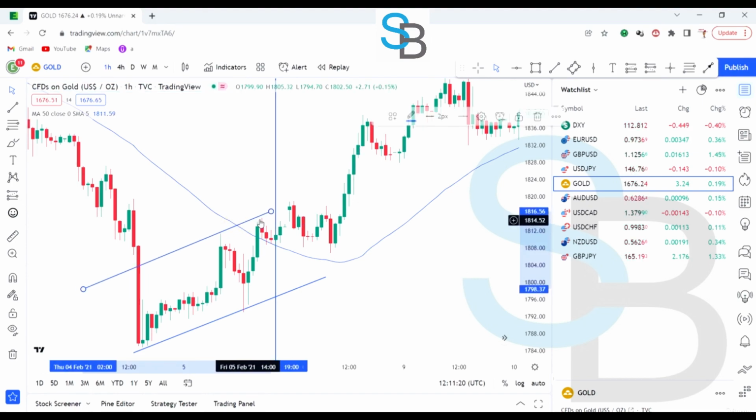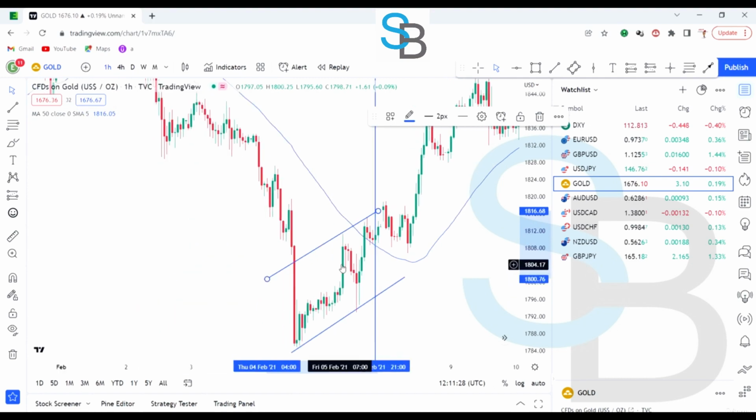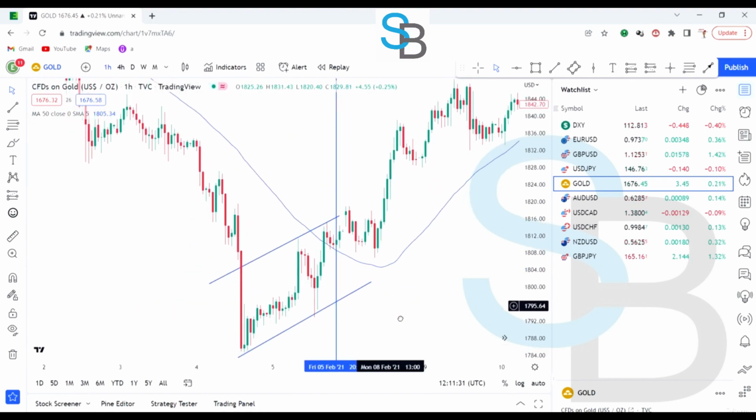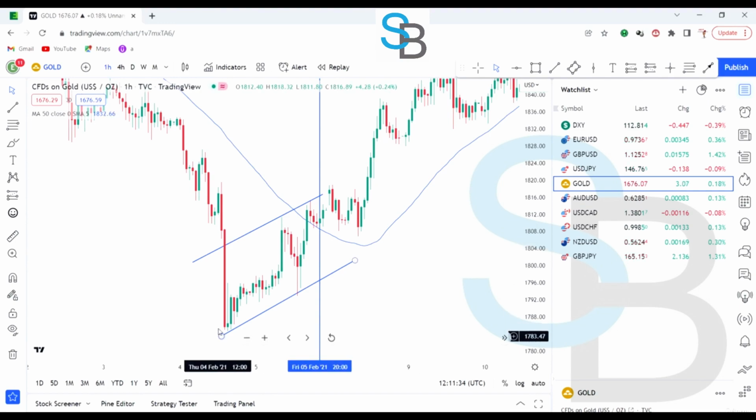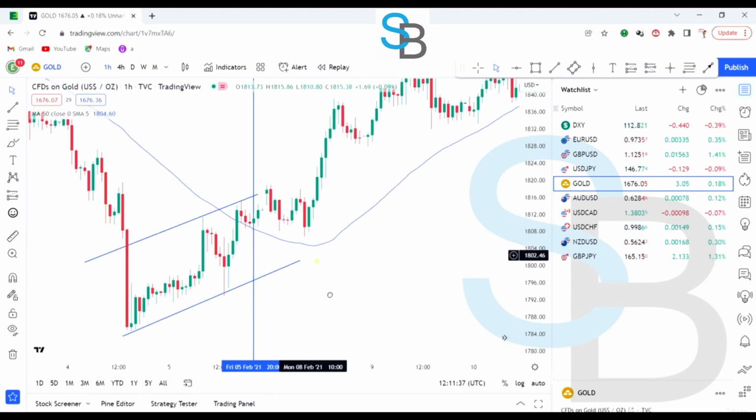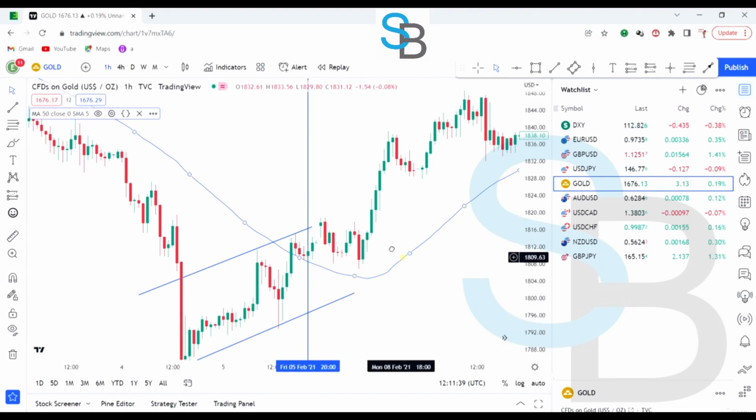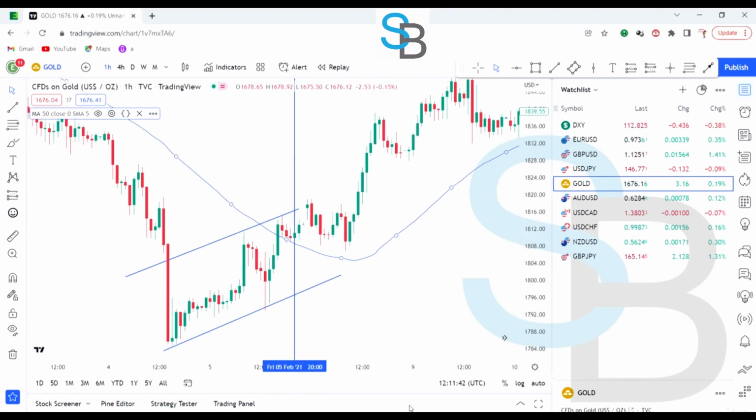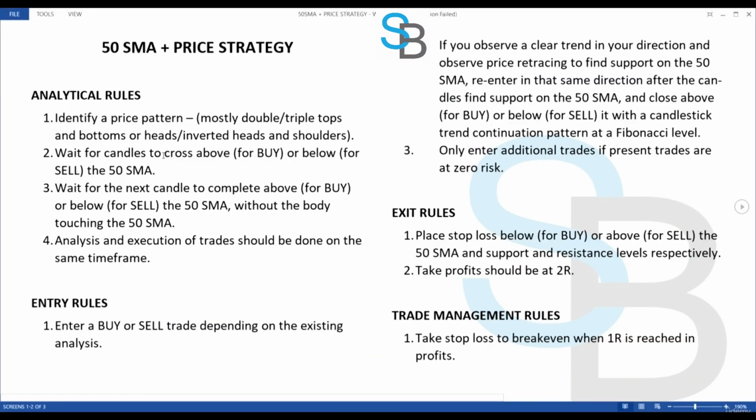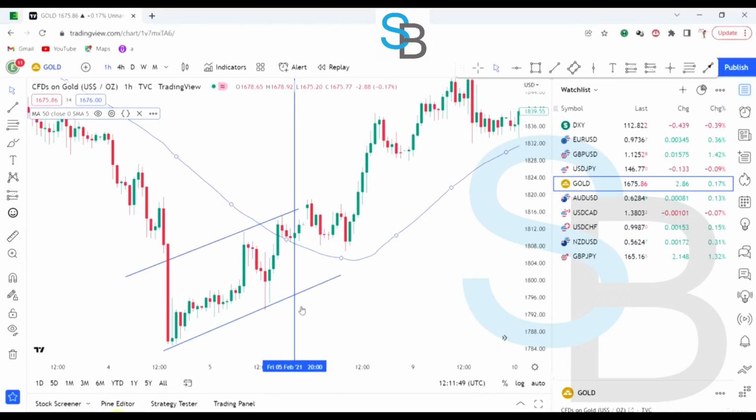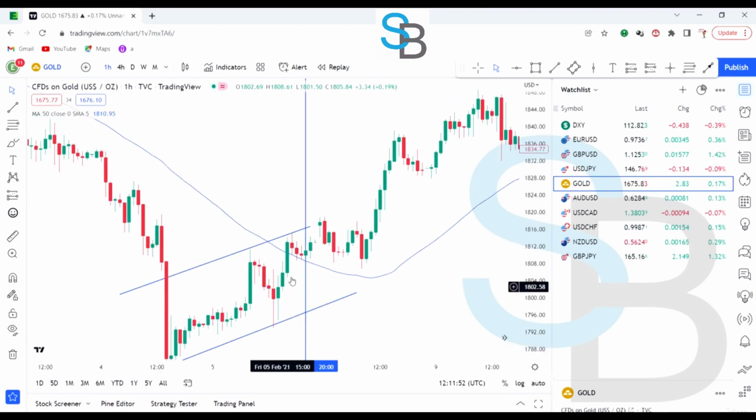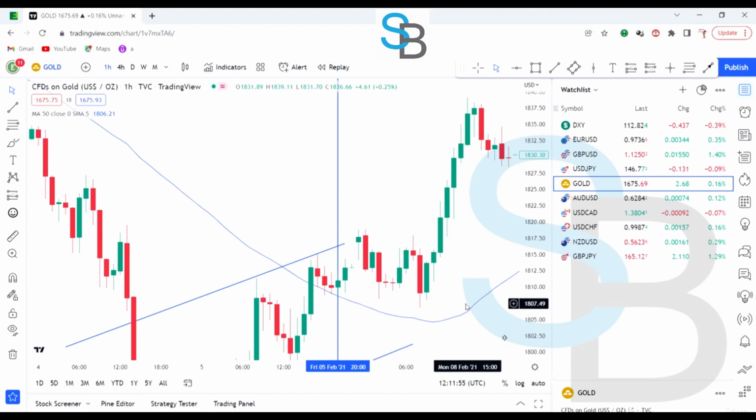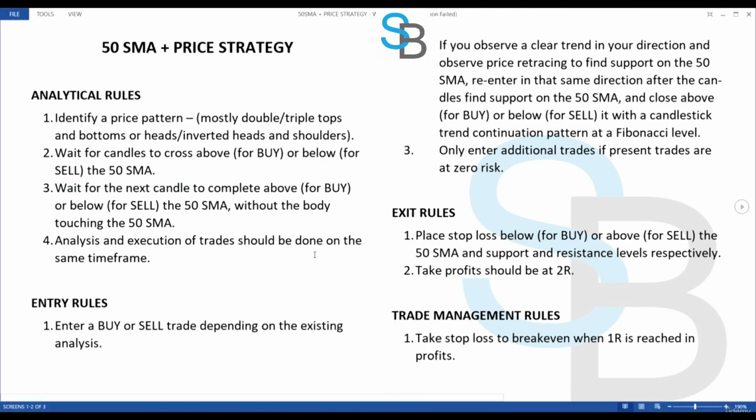Remember I told you you can use other patterns also, but the double tops and bottoms and head and shoulders patterns are usually the most effective, right? So I could say that the market is forming a wedge here, and that's a rising wedge, right? So I've identified a pattern, and then the second rule is wait for candles to cross above the 50 simple moving average, and then price crossed here. So I have 2 of my rules checked. If I had a checklist, it means I would have 2 over maybe 4.